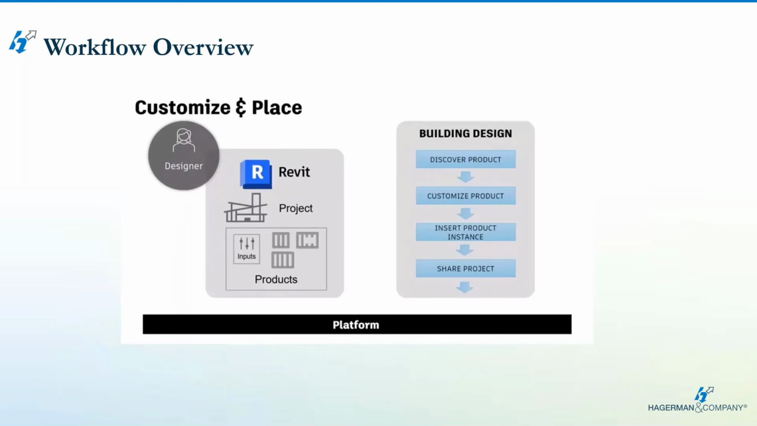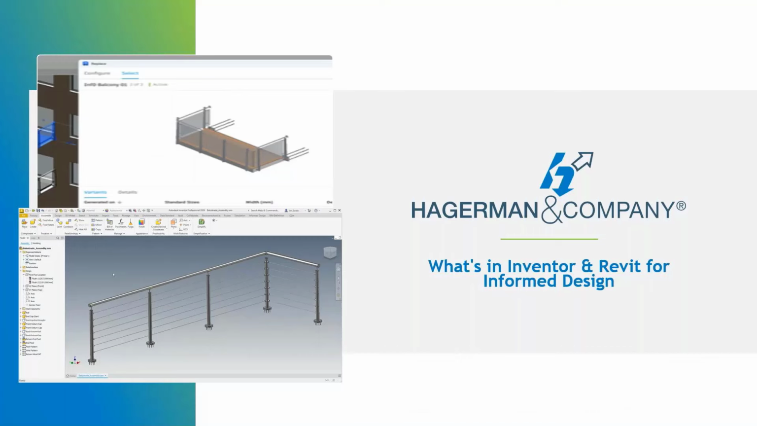So what do I do? In Revit, I simply discover those parts that have been shared, and maybe I need to customize them, maybe I don't. Customize means, like, use a door size or a window, left-handed versus right-handed, that sort of thing. Insert those into the model, and then of course, ultimately share that project back to all the different product people that are in the project.